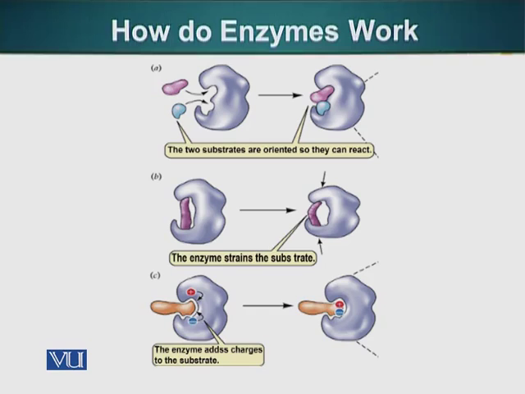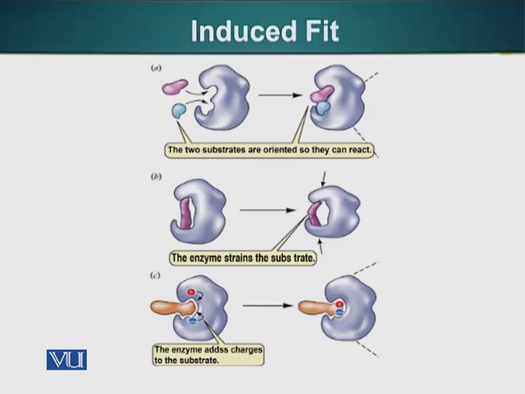Another method is by using acid-base catalysis, or in other words, enzymes can donate an electron or a proton, thereby causing their substrate to become unstable and more prone to a chemical reaction. So these are three different mechanisms. Enzymes adopt different strategies to facilitate a reaction or speed up a reaction.